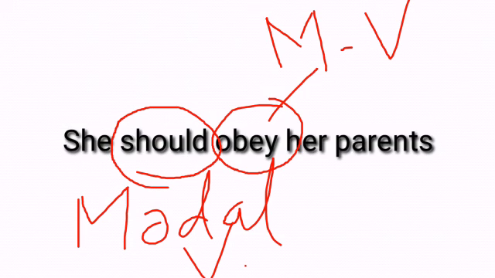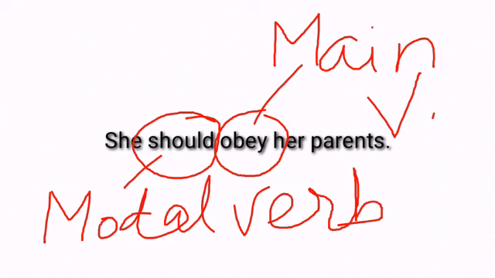For example, she should obey her parents. Here the word should is a modal verb and obey is the base form of the verb, the main verb. So here we see that obey did not change its form. It remains in the V1 form.